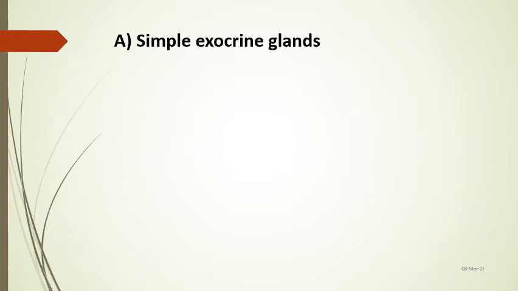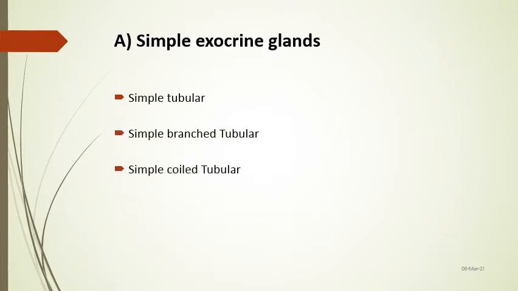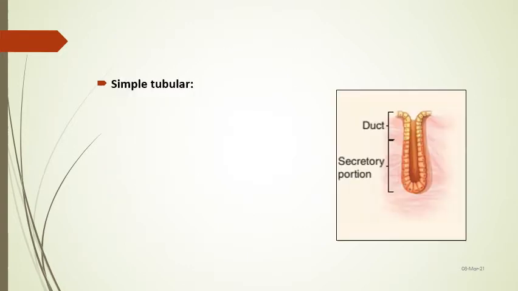Simple exocrine glands can be simple tubular, simple branched tubular, simple coiled tubular, simple acinar or alveolar, simple branched acinar.